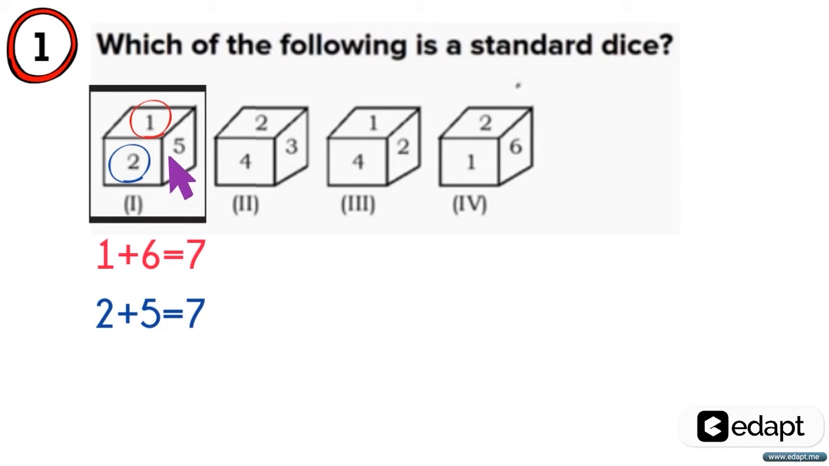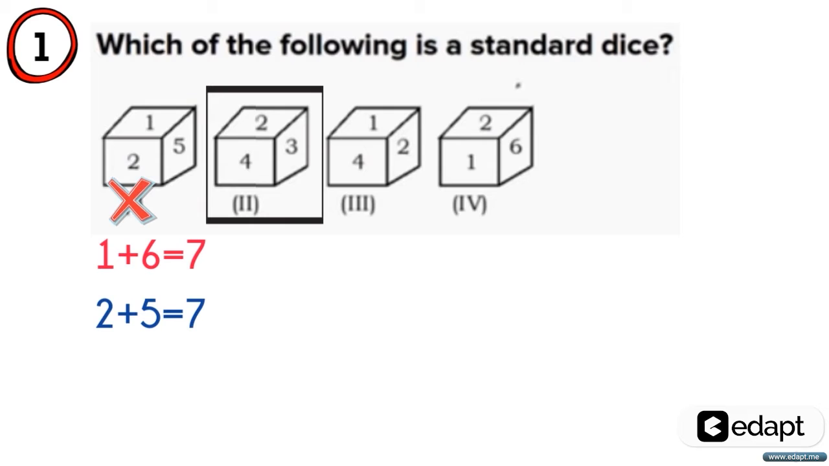Hence, we can cancel option number 1 because we cannot put any number other than 5 opposite 2 to make it a standard dice. And in figure 2, surfaces 4 and 3 are adjacent surfaces. It also will be cancelled because 4 and 3 must be on opposite surfaces to get a standard dice.